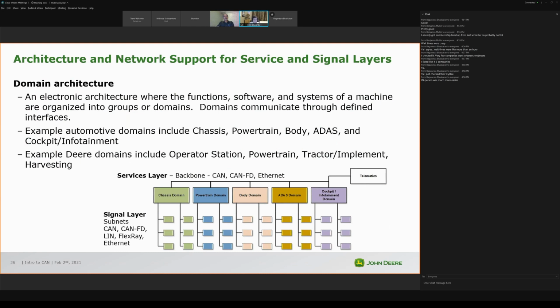Probably some LIN, which is a local interconnect network. FlexRay is an automotive technology that we don't use as much, but it's another real-time networking technology. And then some of the automotive Ethernet may be interesting as we get to more high-speed control algorithms and need low-latency, high-speed control to the subnetworks.